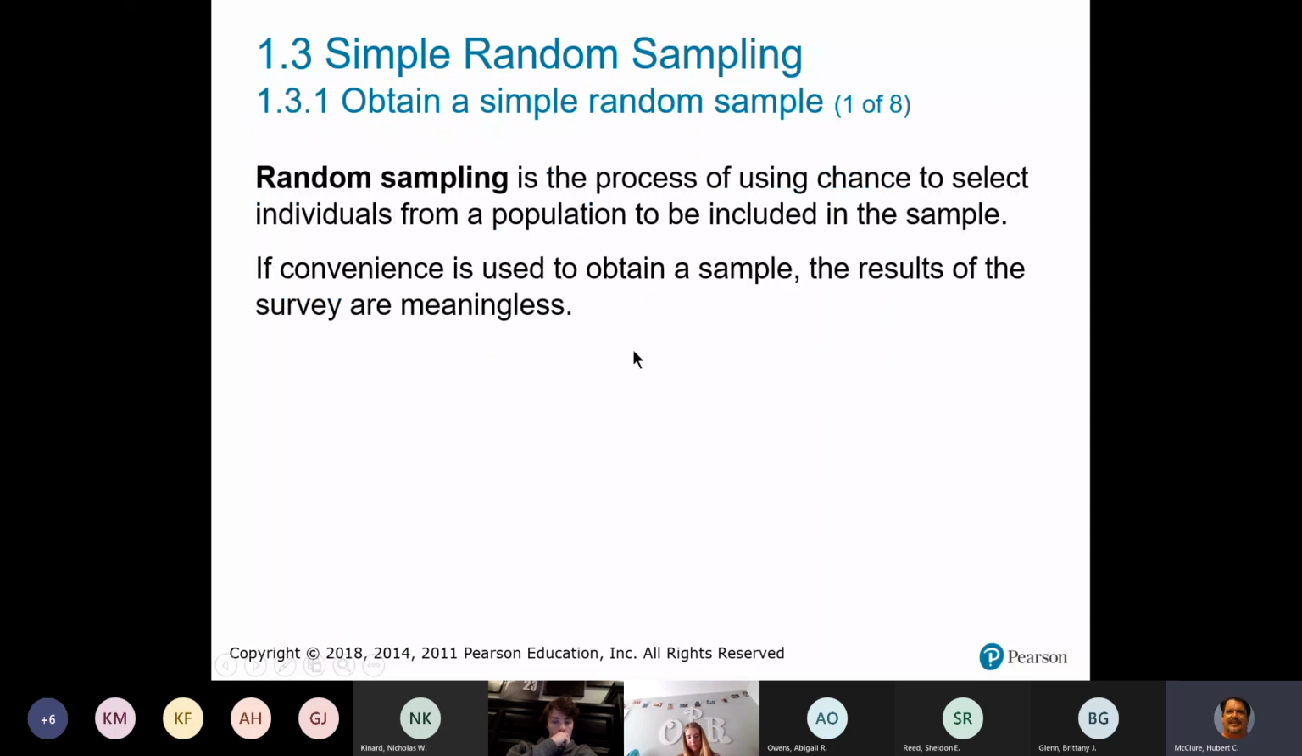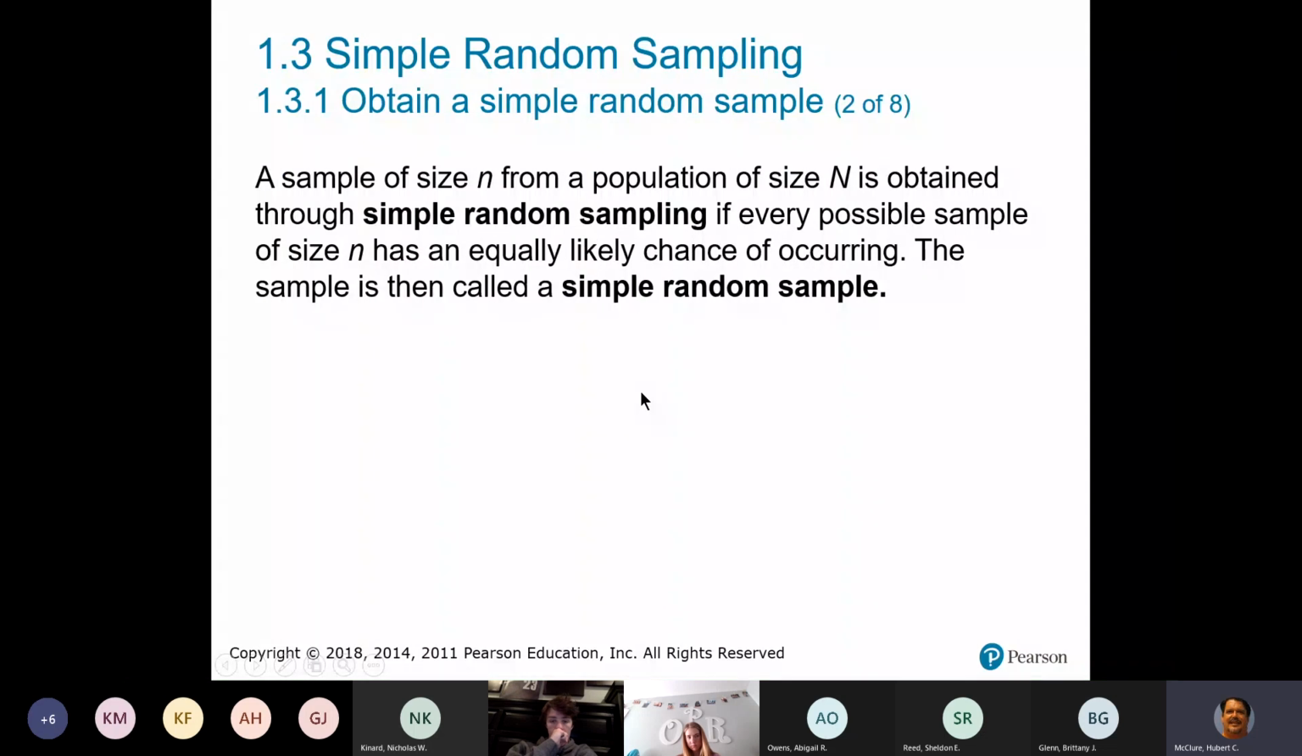And we've already talked about random sample. Somebody tell me if we talked about random sample. I think we did. Yes or no? No, I don't think so.